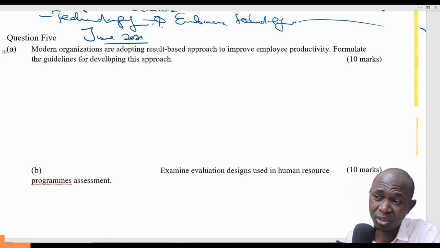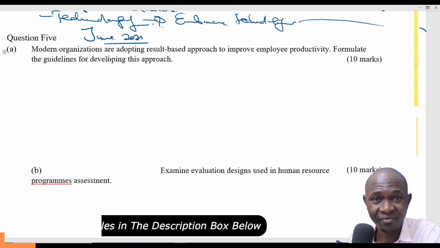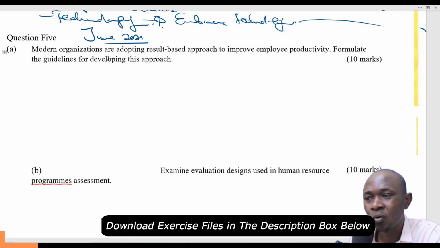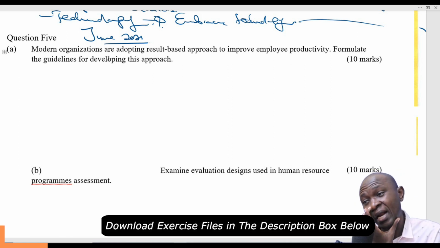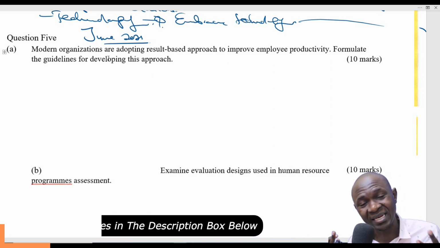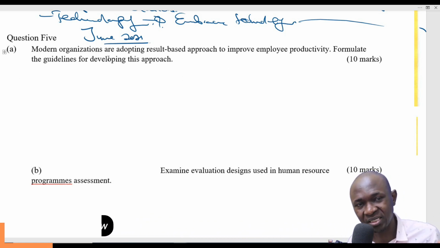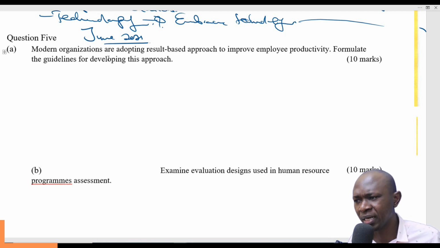So result-based approach is where the organization is interested in the deliverables, the end result. What are you giving them at the end of everything? So we have the process and then we have the results. Modern organizations want the deliverables, the output. They are so much interested in the output as a way of improving employee productivity.